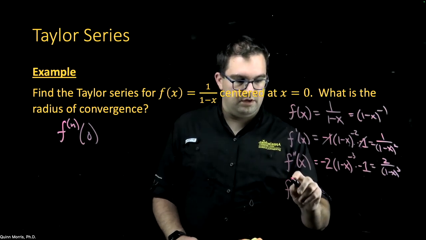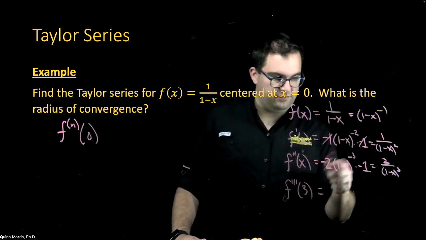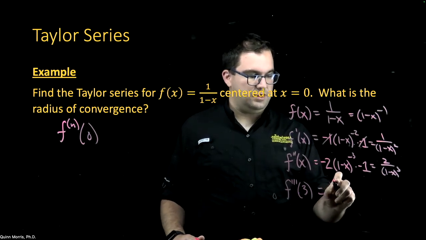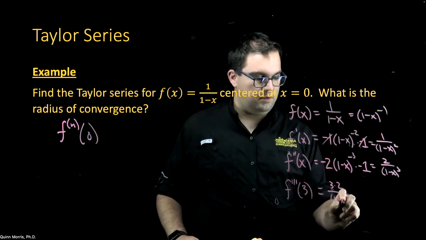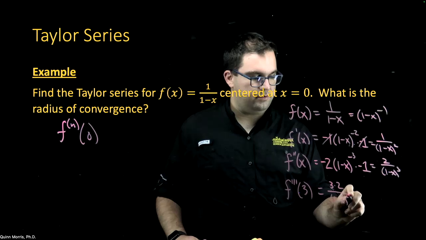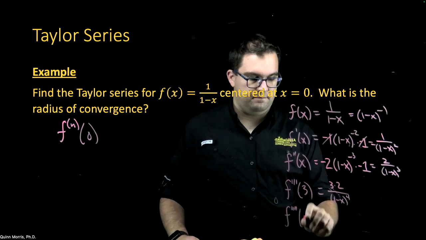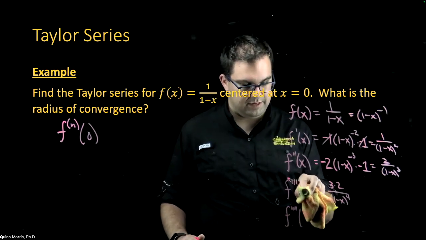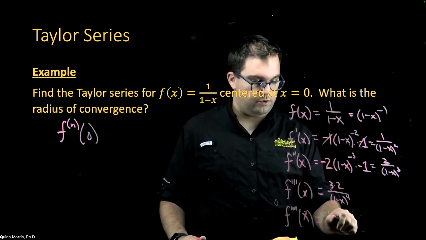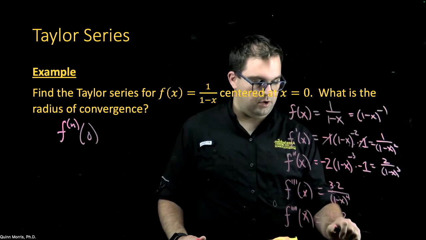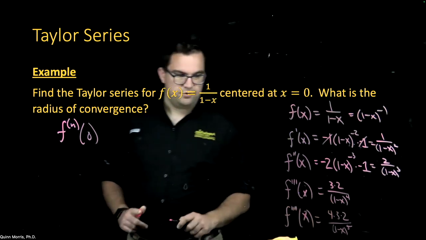Now, I'm going to speed up a little bit. If you compute the next one, you're going to get 3 times 2 over 1 minus x to the 4th. Compute one more. Oh, oops, it's not at 3, that's at x, sorry. X will be 4 times 3 times 2 over 1 minus x to the 5th. And so you're probably starting to see a pattern.